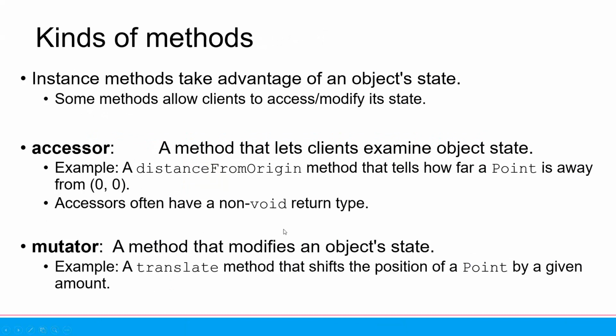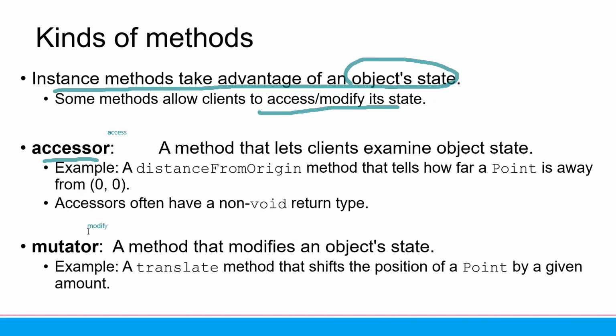There can be two kinds of methods. If we have another kind of method, we call it the instance method, which takes advantage of the object state, and we can access and modify it. Accessor means to access, and mutator means to modify. The accessor is a method that lets the client examine the object state.